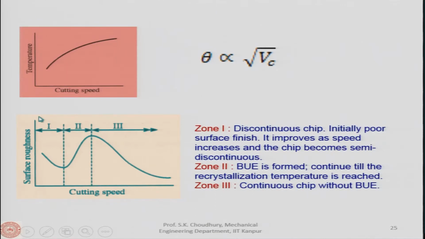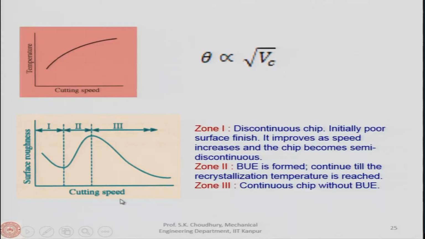Now, let us see what happens now that we know what is continuous chip, what is discontinuous chip, and what is continuous chip with the built up edge formation. Let us see what happens as the cutting speed increases. Let us say for different conditions of machining, the cutting speeds are different. Okay. So, for different cutting speeds, what will happen with the surface roughness or the surface finish?